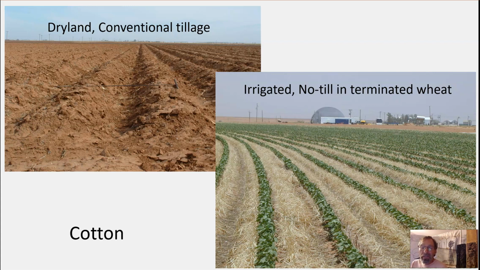But they irrigated and established a wheat crop. They let it grow through the winter into the spring, and then they terminated it with probably glyphosate. Then they planted cotton into that residue. You're not going to have wind erosion problems in that soil.